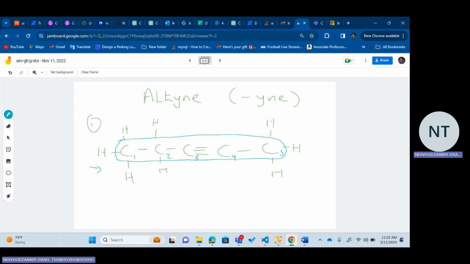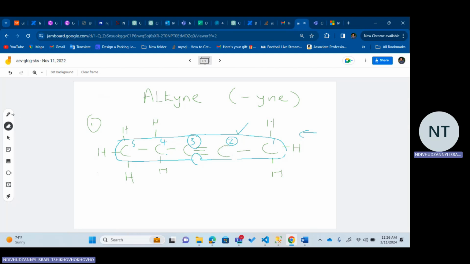So do it in reverse order. 1, 2, 3, 4, 5. Then we always resort to the smallest number. So you'll see that the smallest is 2. Then we can regard the forward process. Then we forget about this one. So this is the position of an alkyne, right?